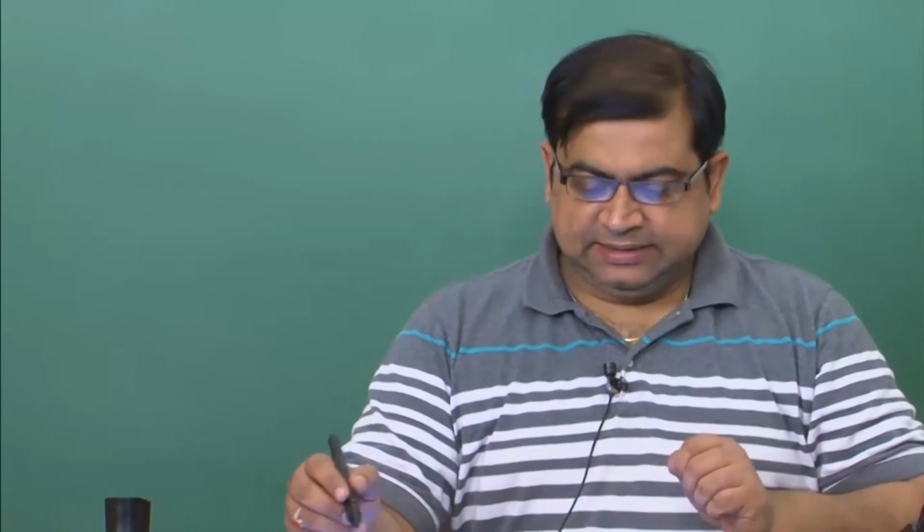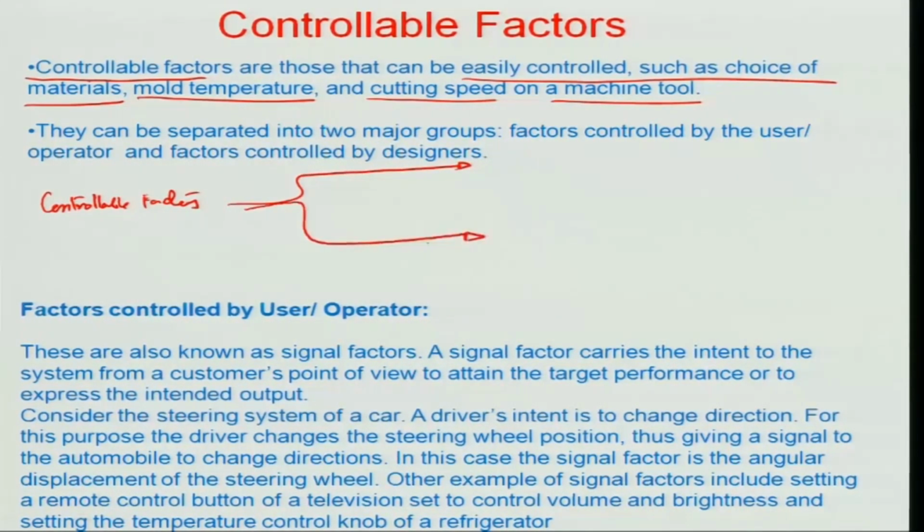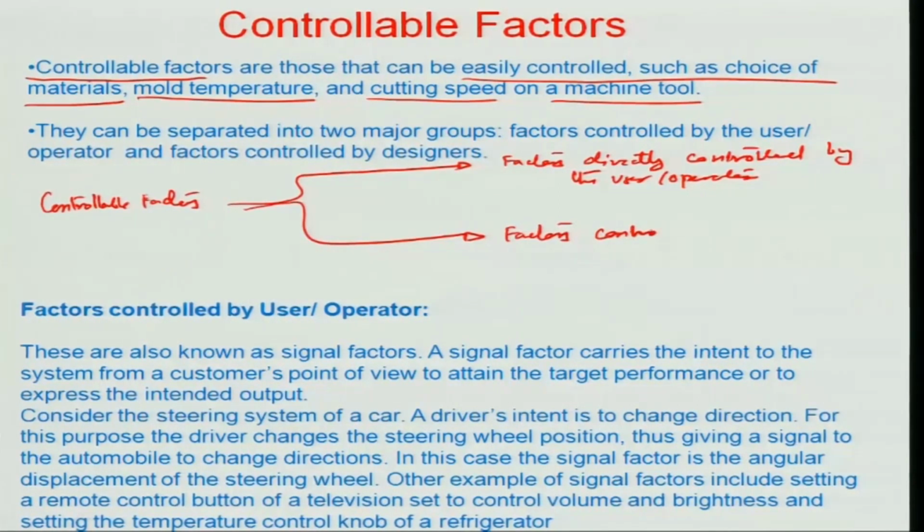So by and large, the controllable factors are twofold. So I'll just write this down here. So, the controllable factors can be really classified into those factors which are directly controlled by the user or the operator of the product, okay, and there are then factors controlled by the designer.